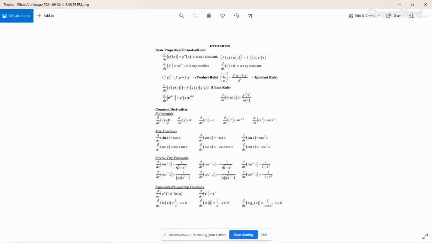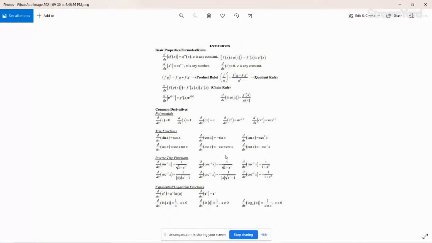Then some derivatives of trigonometric functions. Like when we differentiate sin x, we get cos x. But when we differentiate cos x, it becomes negative of sin x. Then when we differentiate tan x, we get sec square x, and when we differentiate sec x, we get sec x tan x.